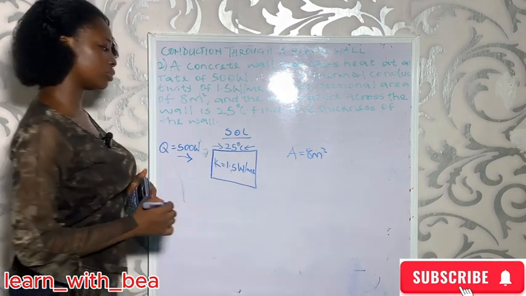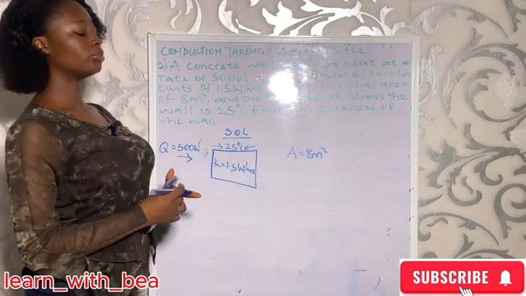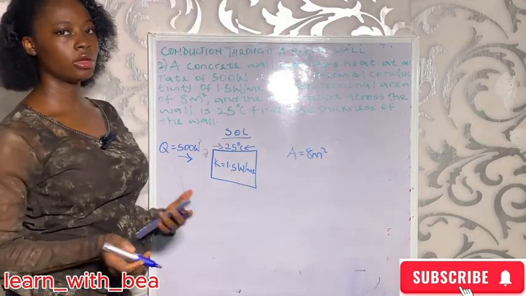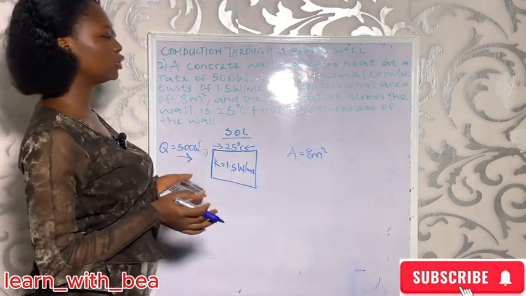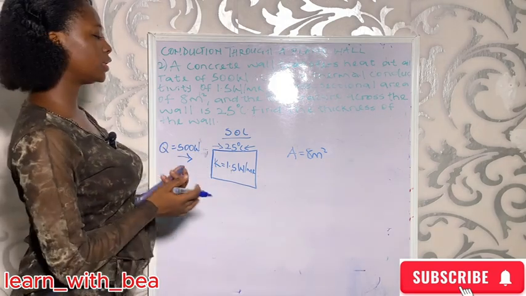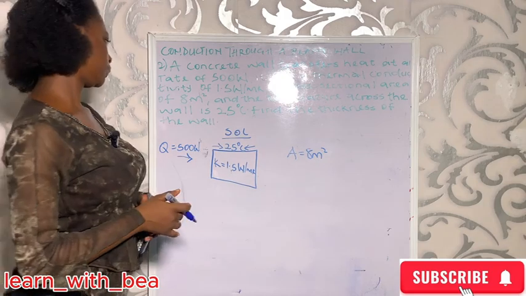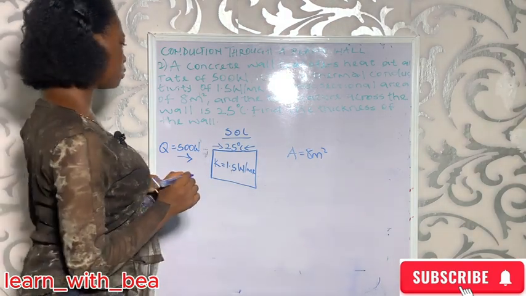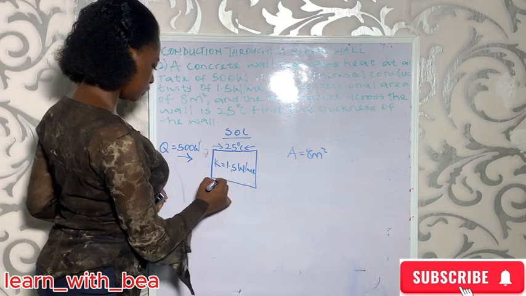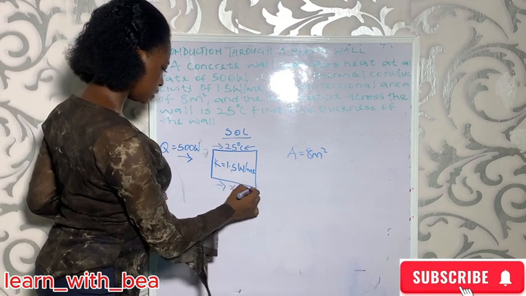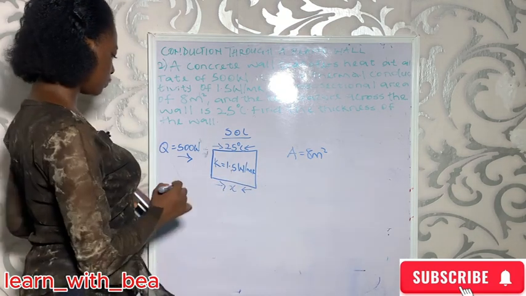Please, I forgot to mention, for conduction, your temperature can either be in Kelvin or in degrees. If you are given in Kelvin, use it directly. And if you are given in degrees, use it directly. You don't need to convert any of it. So what we have to look for now is the thickness of the wall, which is X. This is what we are asked to look for.